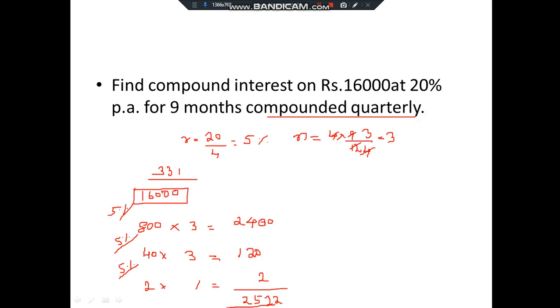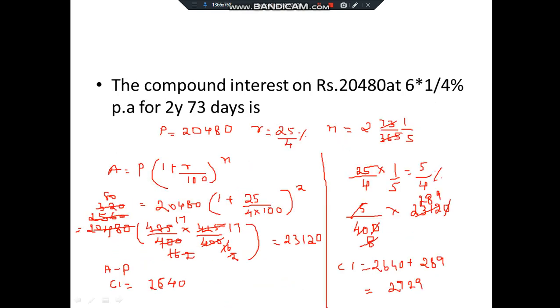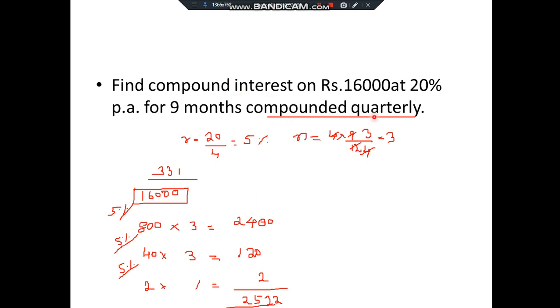Next question guys, find compound interest on rupees 16,000 at 20% per annum for 9 months compounded quarterly. Try to find it by yourself, still I'll explain. Compounded quarterly means 1 by 4. So your R percentage becomes 20 by 4, which is 5%, and N becomes into 4. Since it is represented in months, first convert it into years. So 9 by 12, right? So 9 by 12 is nothing but 3 by 4, into 4 because compounded quarterly. So total you get N is equal to 3 quarters.